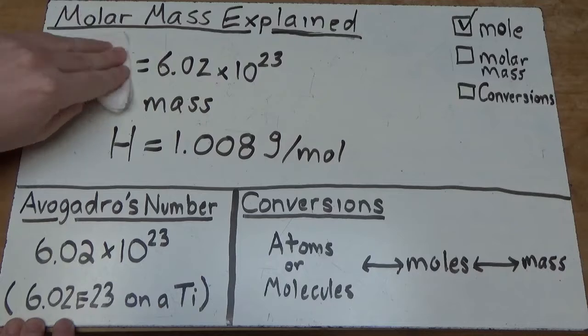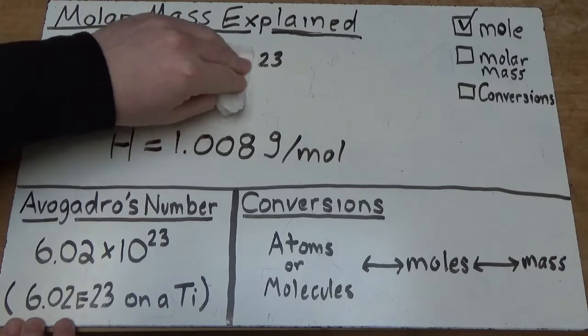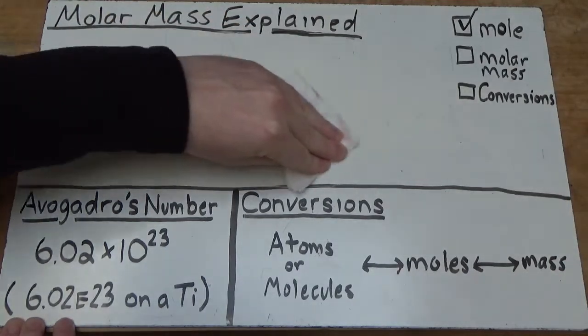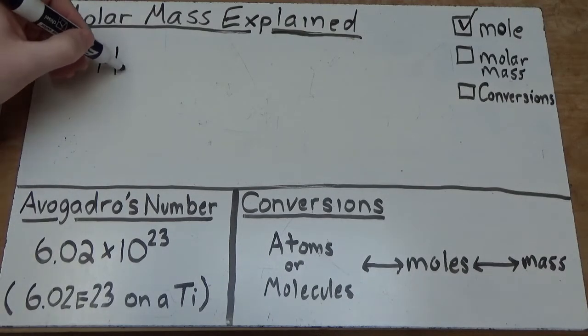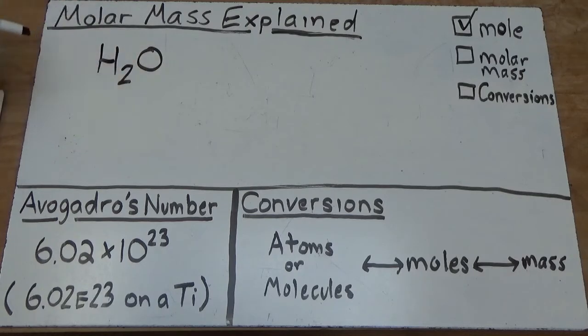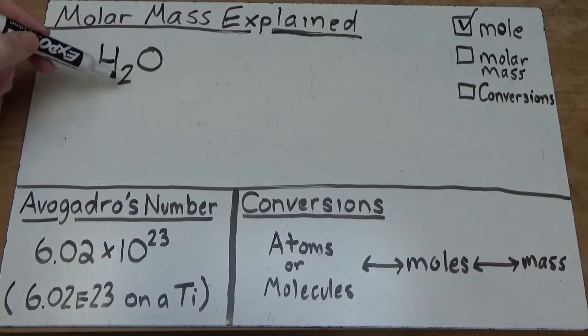Now, the molar mass can be calculated not only for atoms, but also for molecules. If I wanted to figure out what the molar mass of water is, I have to know what the formula is. The formula of water is H2O. If I want to know what the molar mass is, I have to add up the molar masses of all the atoms that are within water.